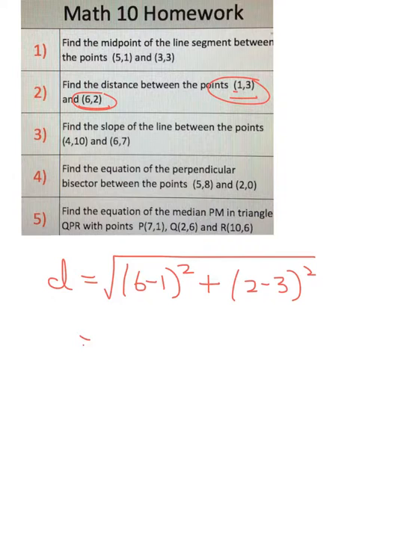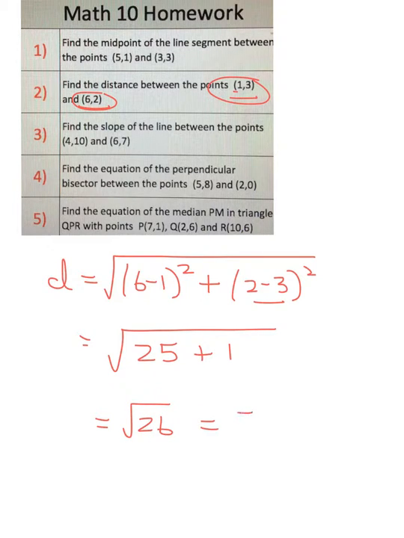So 6 minus 1 is 5, square it, 25, plus 2 minus 3 is negative 1, and negative 1 squared is 1. So we get the answer root 26. I think if you want to go to decimal, which you can, you get 5.1 as your answer.